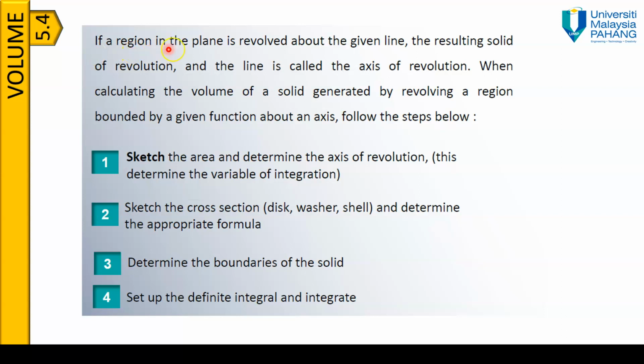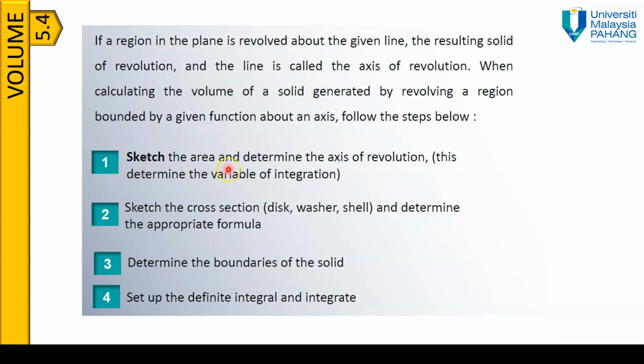If a region in the plane is revolved about a given line, the resulting shape is a solid of revolution, and the line is called the axis of revolution. When calculating the volume of a solid generated by revolving a region bounded by a given function about an axis, we follow these steps.